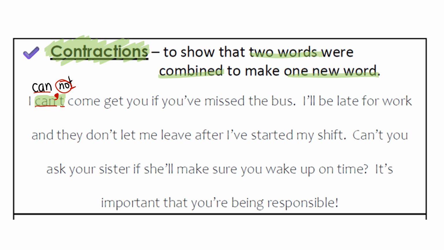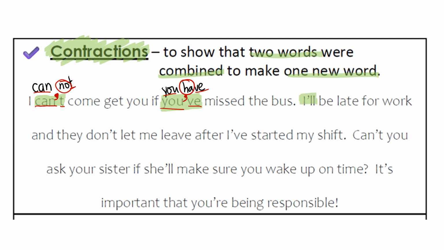All right, so we've got I can't come get you if you've, I know that's a contraction because there's an apostrophe in the middle. And that's made by combining the words you and have. And when I look at that, I can see you is there and the v is there, but the part of have is gone and it's been replaced with an apostrophe when those two word parts get combined. So you have becomes you've. Let's keep going. I'll be late for work.